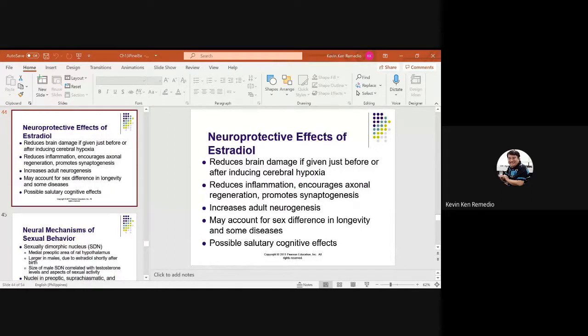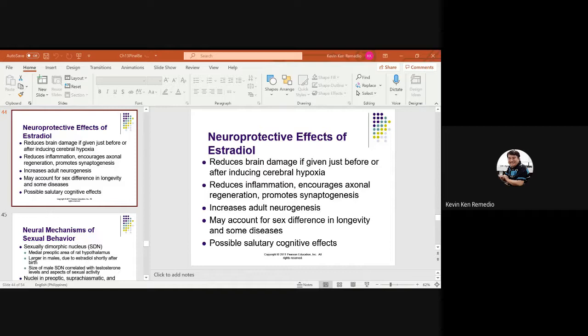Okay? So, on the other hand, what are some of the neuroprotective effects of estradiol? Estradiol, remember, estrogen releases the estradiol, which is another form of hormone for females. So what does estradiol do? First, estradiol reduces brain damage if given just before or after inducing cerebral hypoxia.